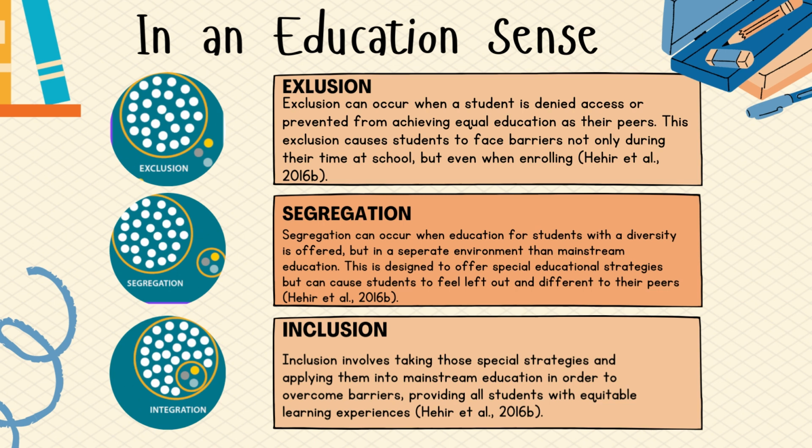Segregation can occur when education for students with a diversity is offered, but in a separate environment than mainstream education. This is designed to offer special educational strategies that can cause students to feel left out and different to their peers. Inclusion involves taking those special strategies and applying them into mainstream education in order to overcome barriers, providing all students with equitable learning experiences. Inclusion is a goal that all teachers must meet to ensure they are teaching in an inclusive classroom.